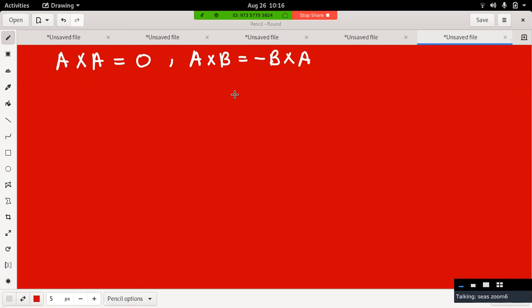Also, if i and j, i cross j will become k. You must notice that it becomes k because i and j are perpendicular. So if i and j are like this, then the perpendicular vector will be k. So i cross j is equal to k. Similarly, j cross i is equal to minus k.